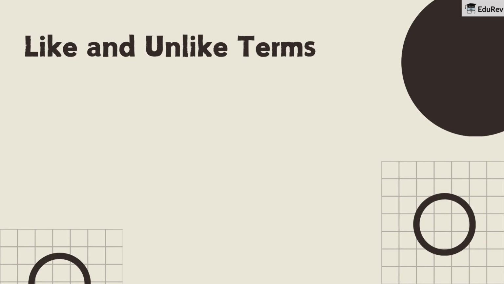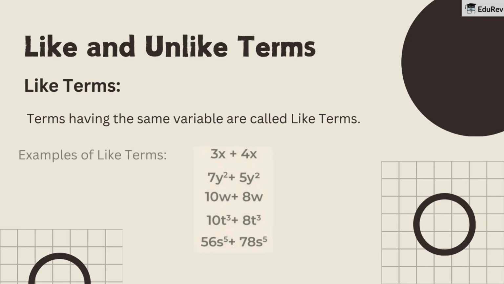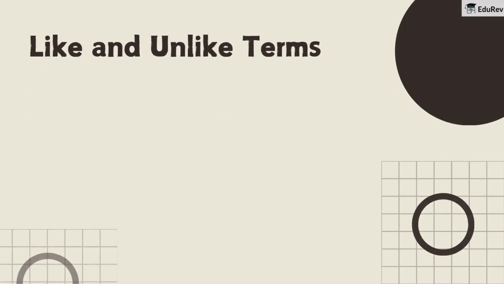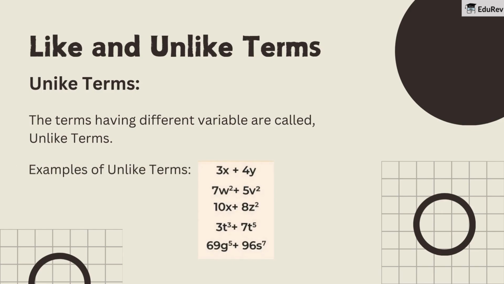Let's discuss like and unlike terms. Like terms are those that have the same variable. For example, 3x plus 4x are like terms. On the contrary, unlike terms are those that have different variables. For instance, 3x plus 4y are unlike terms.